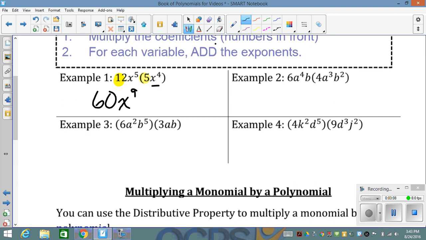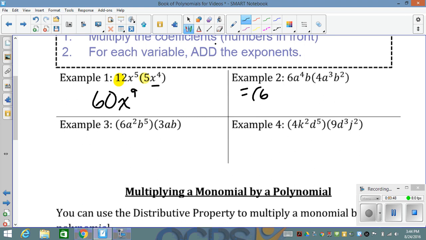All right, looking at example 2. So I'm going to actually do an extra step on this one just to show you. If it helps, you can do this every single time. And I usually just do it kind of in my head. So what I'm going to do first is I'm going to use my commutative property. Commutative property tells me I can multiply in whatever order I want. And I'm going to rearrange this so that my numbers are together, my a's are together, and my b's are together. So I'm going to rearrange it. So right now it's 6 times a to the 4th times b times 4 times a cubed times b squared. Monomial times monomial. I'm going to rearrange it.